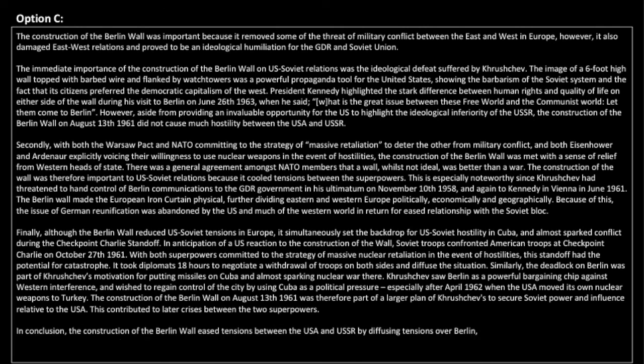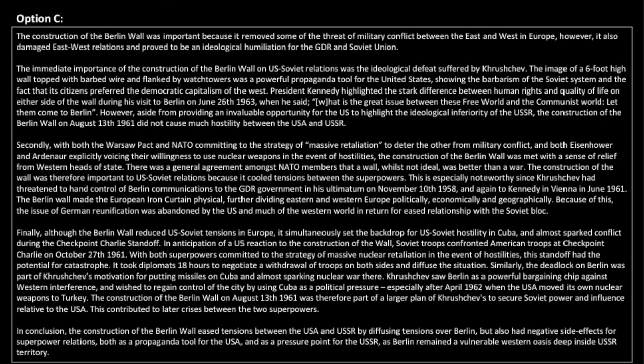In conclusion, the construction of the Berlin Wall eased tensions between the USA and USSR by diffusing tensions over Berlin, but also had negative side effects for superpower relations, both as a propaganda tool for the USA and as a pressure point for the USSR, as Berlin remained a vulnerable Western oasis deep inside USSR territory.